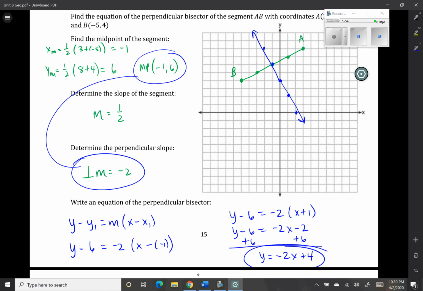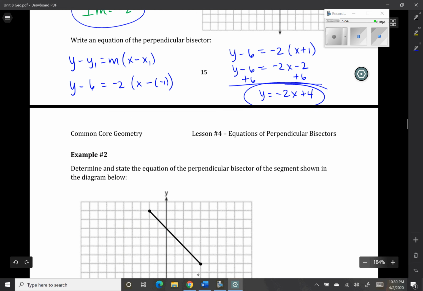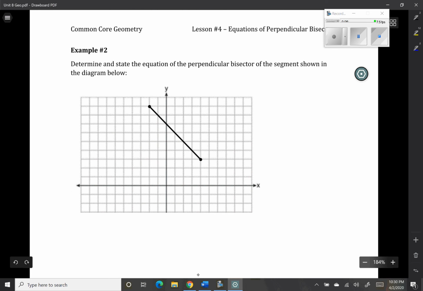This process is going to be repeated for the next 4 problems. It's the same process every single time. So if you're one of those people that wants to memorize a process, it's a 4-step process. Find the midpoint, determine the slope, determine the perpendicular slope, write an equation of a line. So let's try another one.